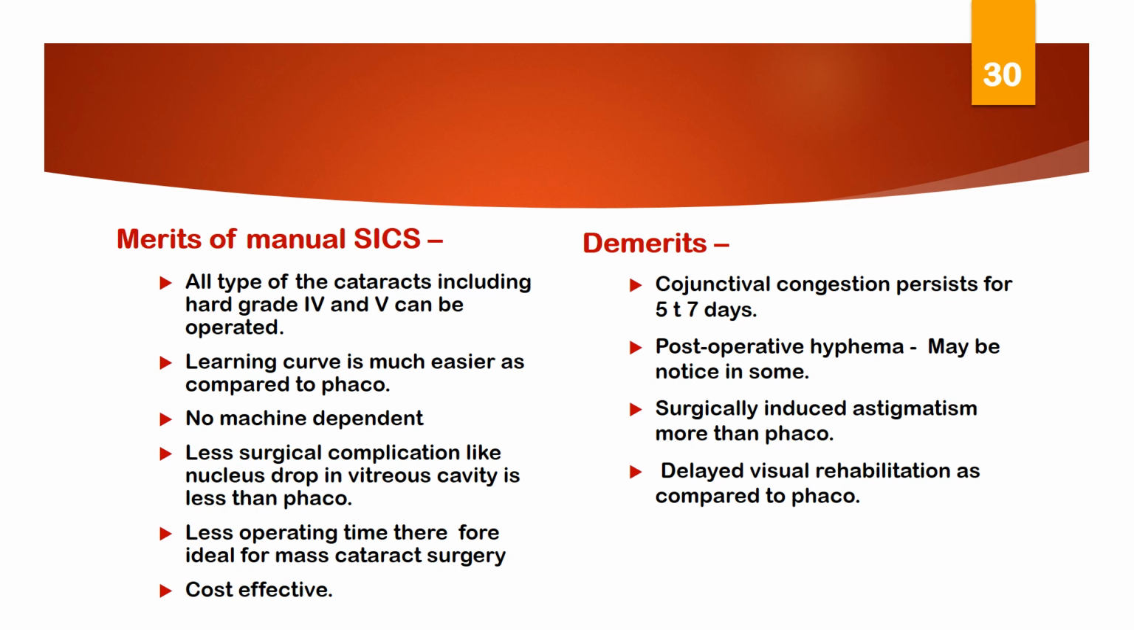The demerits are conjunctival congestion that persists for 5 to 7 days, post-operative hyphema may be noticed in some, surgically induced astigmatism is more than with phaco, and delayed visual rehabilitation as compared to phaco.